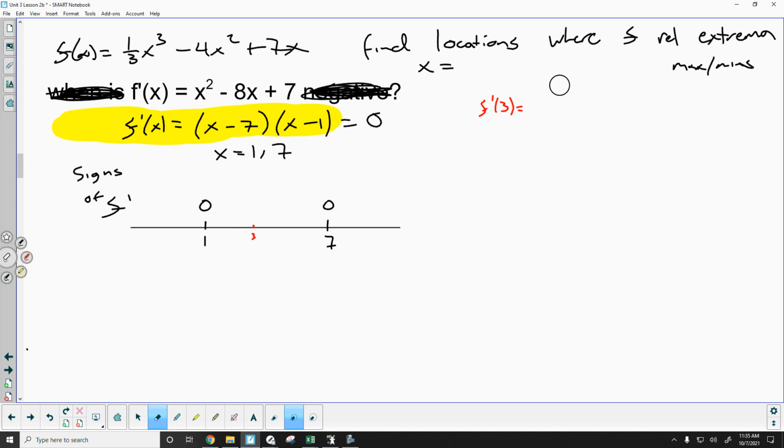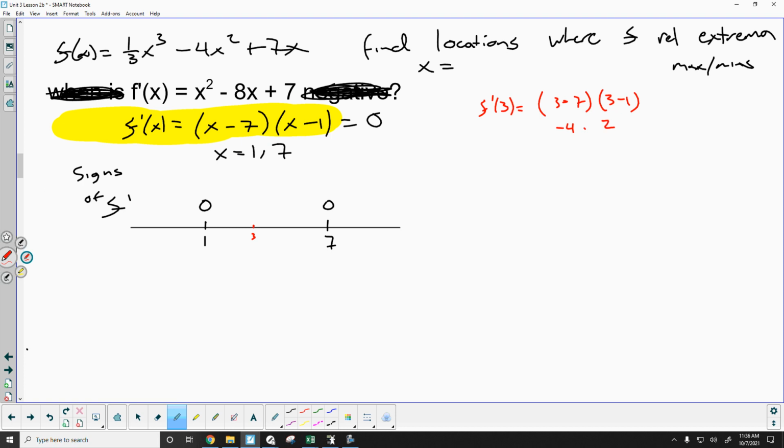And it's going to be much easier to plug it into this f prime, 3 minus 7 times 3 minus 1, than it will be to the original one, right? The factored f prime makes life easier. Because it's easy to find 3 minus 7 is negative 4, and it's easy to do 3 minus 1 is 2.